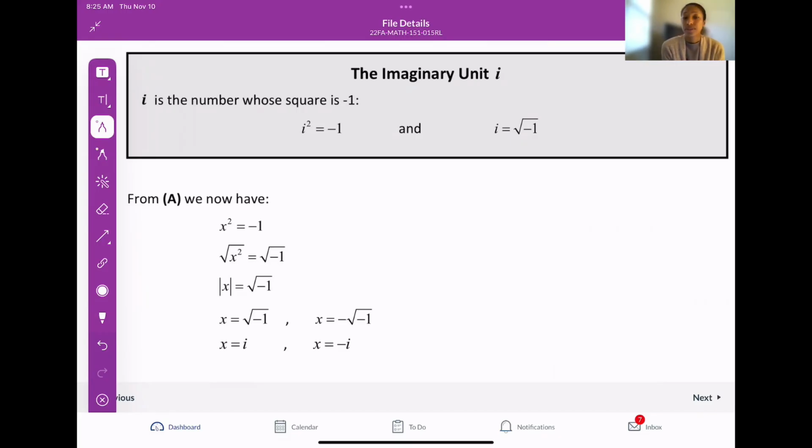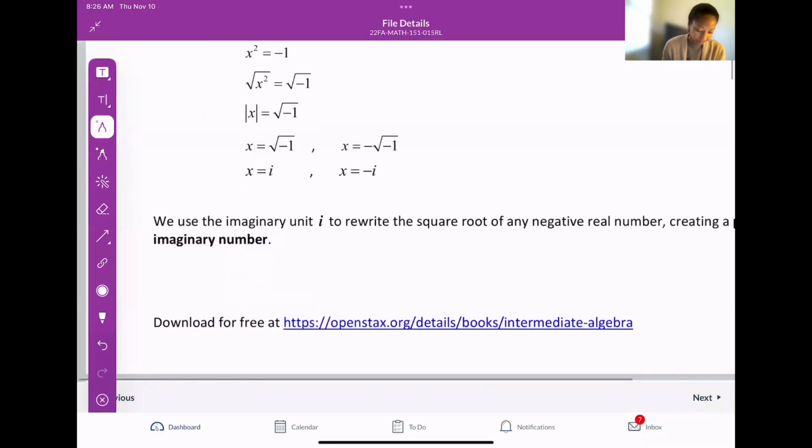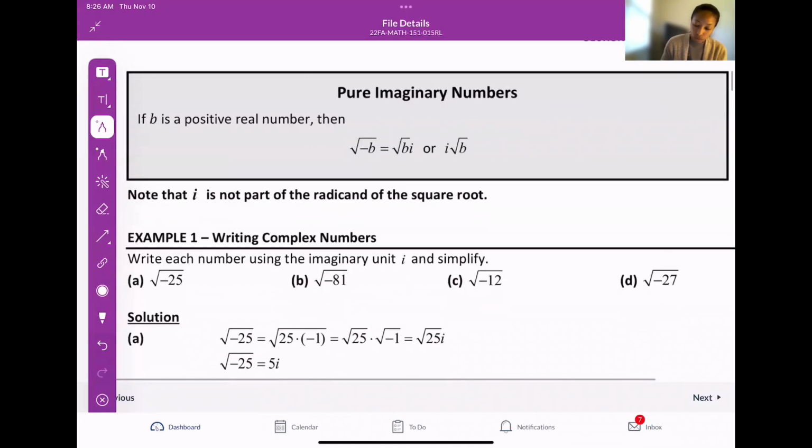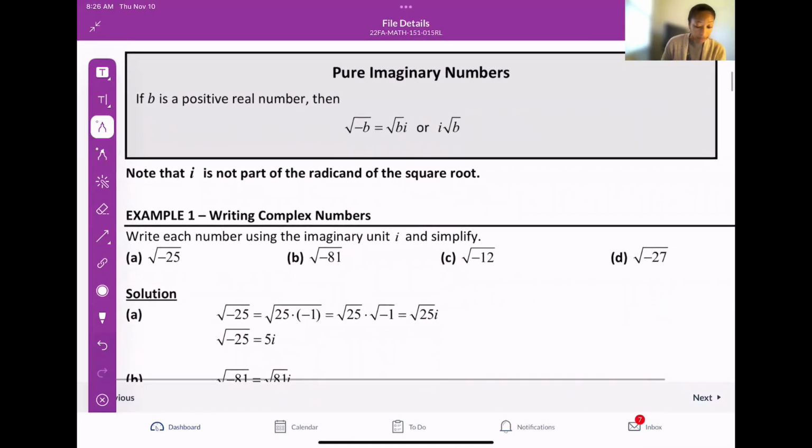And if we use that, we take multiples of i, like 2i, 3i, 4i, and add or subtract that to any of our whole numbers. So 5 plus 2i, -6 minus 5i. Those are called complex numbers. Okay, so what are pure imaginary numbers versus complex numbers? A pure imaginary number is a number that is only imaginary. It doesn't have any real part. So it's just i multiplied by some real number. Okay, i times a real number would be a pure imaginary number.